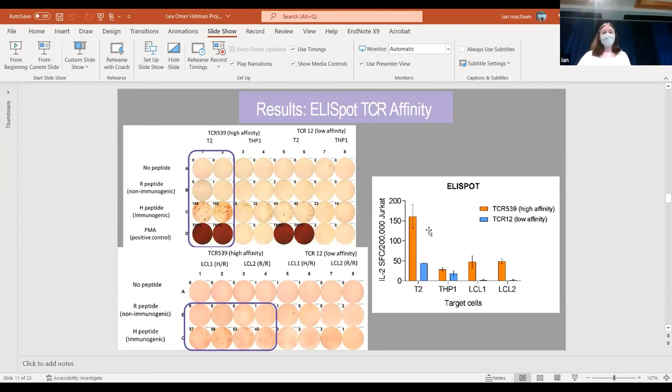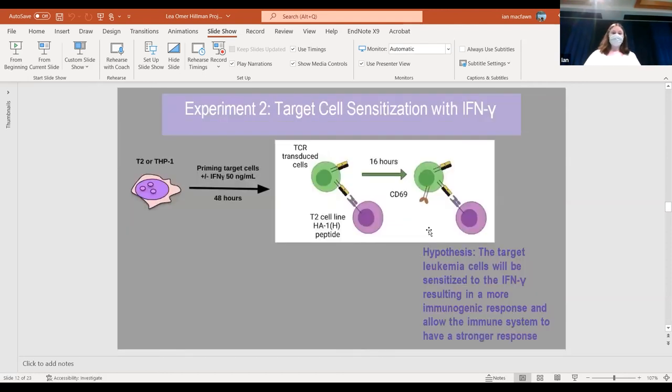And then I also show just how drastic the change is between what's in orange, TCR 539, versus blue, TCR 12. So you can see that TCR 12 has a way lower affinity than TCR 539. So moving forward, we are going to sensitize these cells with interferon gamma. So we're going to sensitize T2, THP1, LCL1, and LCL2 with that, and then use TCR 539 to try to fight those cells and see what happens, because we chose TCR 539 only because we determined previously that it had the highest affinity. And we're looking for an expression of CD69.